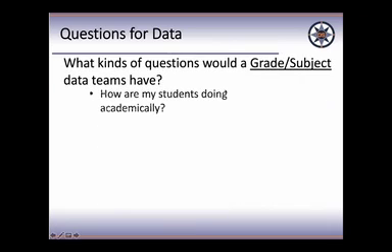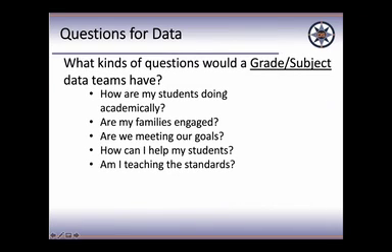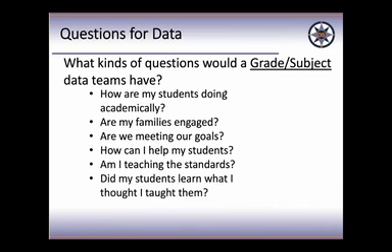But as a data team, or I call it a data team, a grade level team or a subject level team, you're really going to start looking at student data. So how are my students doing? And you want to know, are my students' families engaged? And how do you know that? You may not be able to tell. You might have to create a survey for that. Are we meeting our goals? How can I help my students? Which goes back to what somebody wrote about looking at tier 1 improvement. Am I teaching the standard?